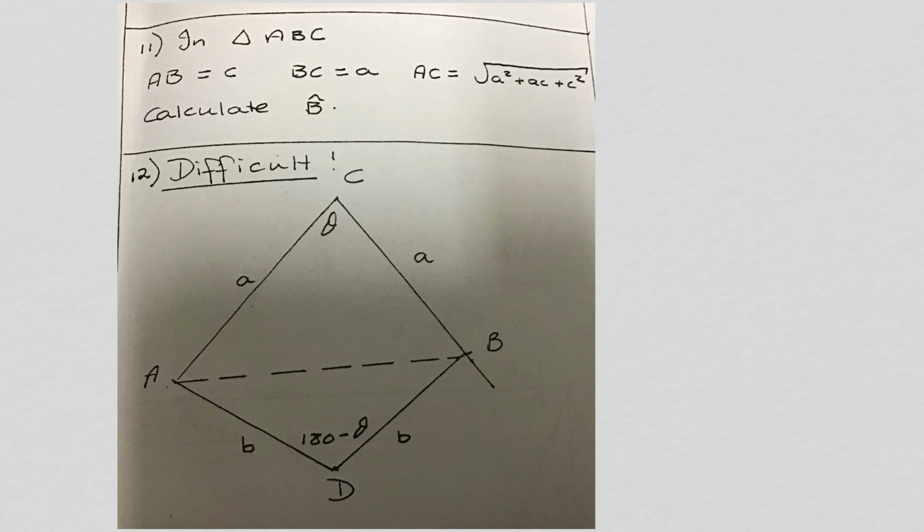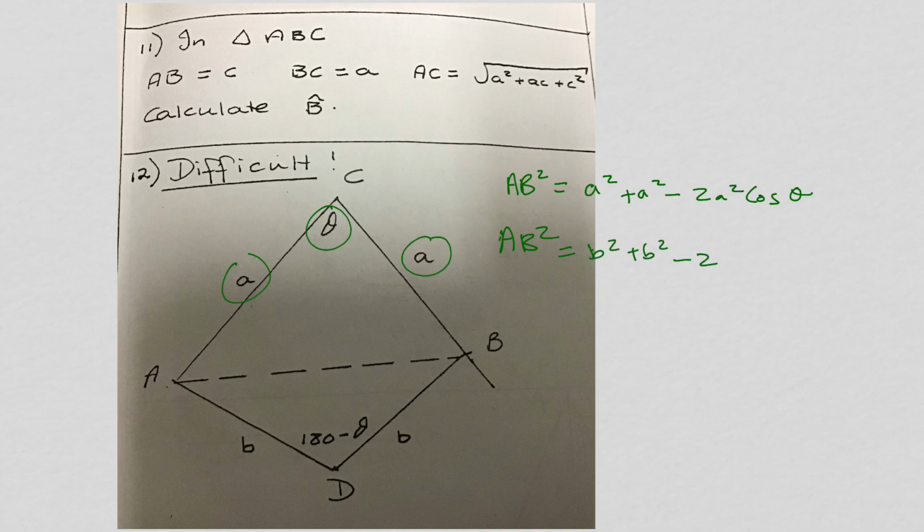So I'm going to actually just start it on this page over here. We can see that AB squared is going to be equal to a squared plus a squared minus 2a squared cosine theta, right? Two sides and the included angle for that triangle over there. And then we're going to do AB squared over here for this triangle, and it's going to be b squared plus b squared minus 2b squared cosine 180 degrees minus theta.